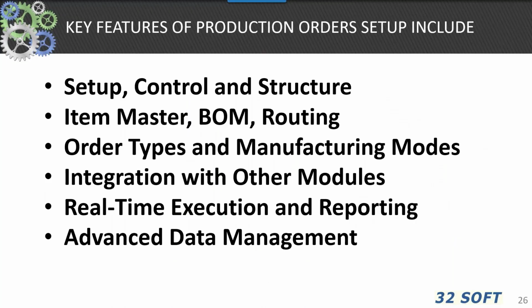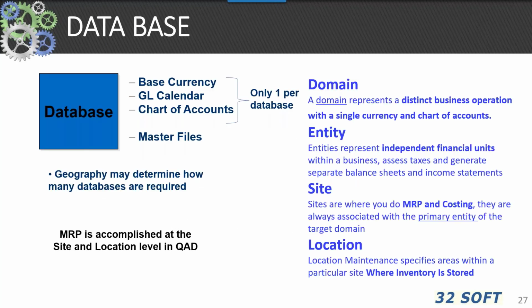Let's look at some of the issues with production orders: setup, control, items, order types and manufacturing, integration in real time. There's basically the 5 elements of data in QAD, from the database itself to the domain, distinct business operation, to entities, to sites where MRP and costing occurs, down to the location where inventory is stored and used.